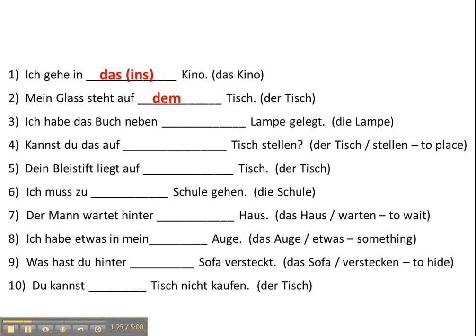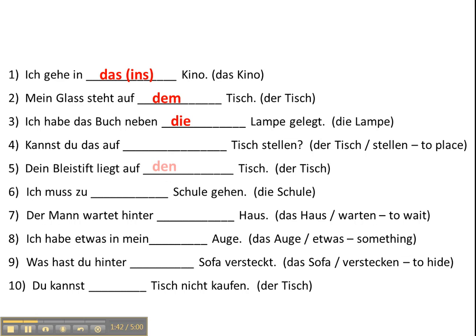That's where your glass is located, so it's dative. Der Tisch will change to dem. Ich habe das Buch neben die Lampe gelegt. The reason being, legen, when you're laying something, it's an action, so it's accusative. So neben die Lampe, die stays die.